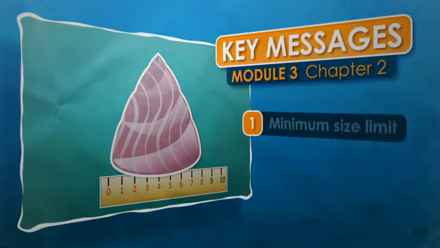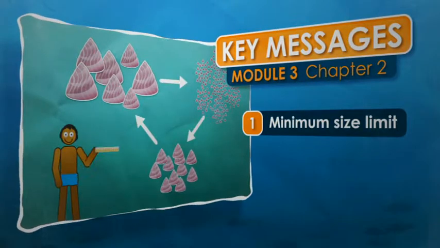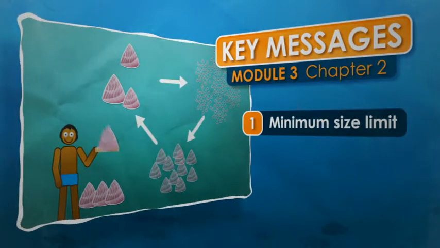The key message here is minimum size limits allow species to live long enough to reproduce.